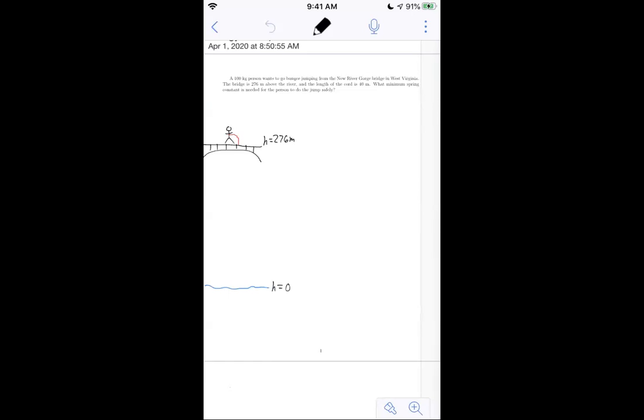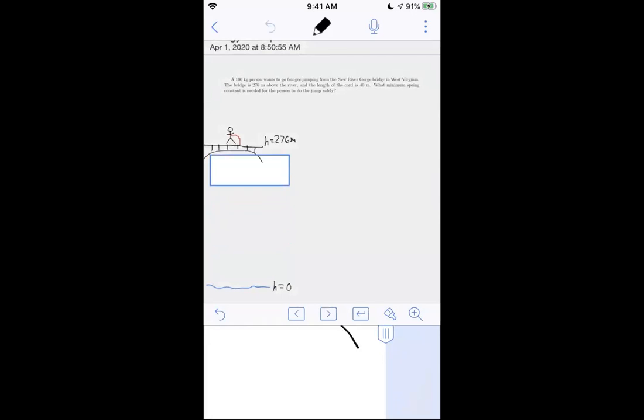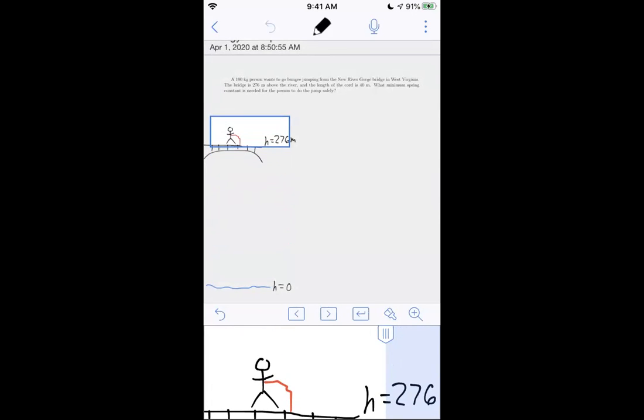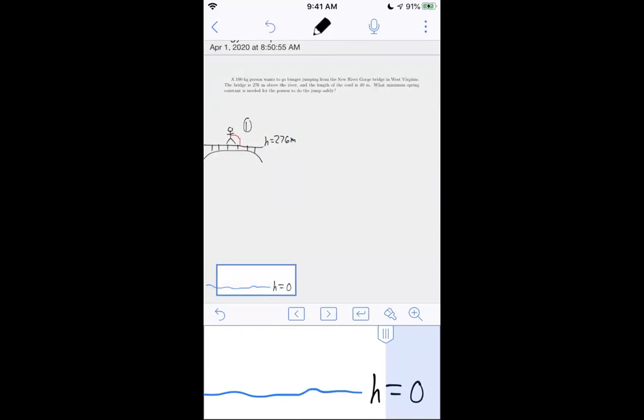Okay, so what we're going to want to look at, our point one, is where the person is first jumping, right from there. And then point two, well, if I'm just going to barely have a successful bungee jump, that means that the person is going to make it all the way down, basically just till they reach the level of the water before they turn around.